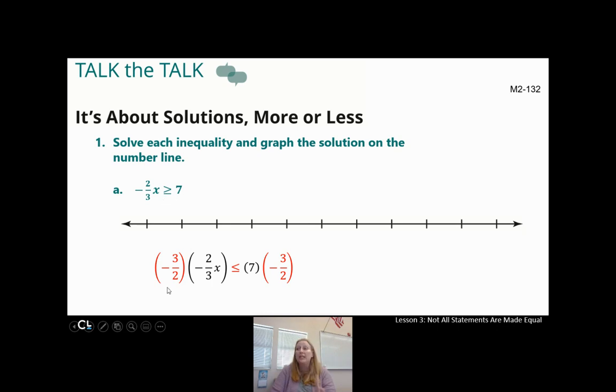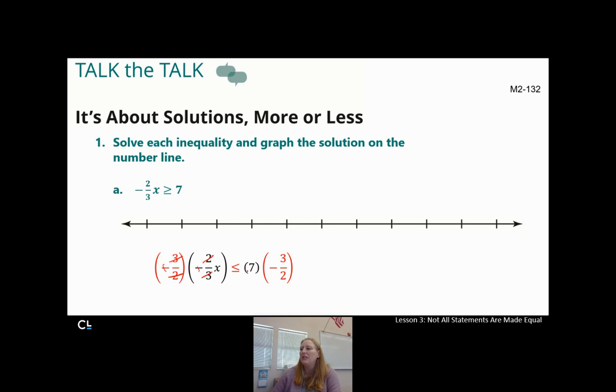Ooh, and I'm multiplying by a negative, which means I have to reverse my inequality. So instead of greater than or equal to, it just became less than or equal to. And of course, the nice thing is negative times a negative gives us a positive. The 3's cancel out, the 2's cancel out, and we just have an x.